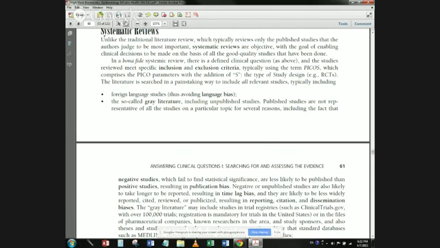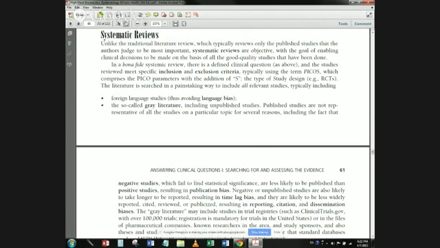Systematic reviews. Unlike traditional literature reviews, which typically review only the published studies that the authors judge to be most important, systematic reviews are objective, with the goal of enabling clinical decisions to be made on the basis of all the good quality studies that have been done.